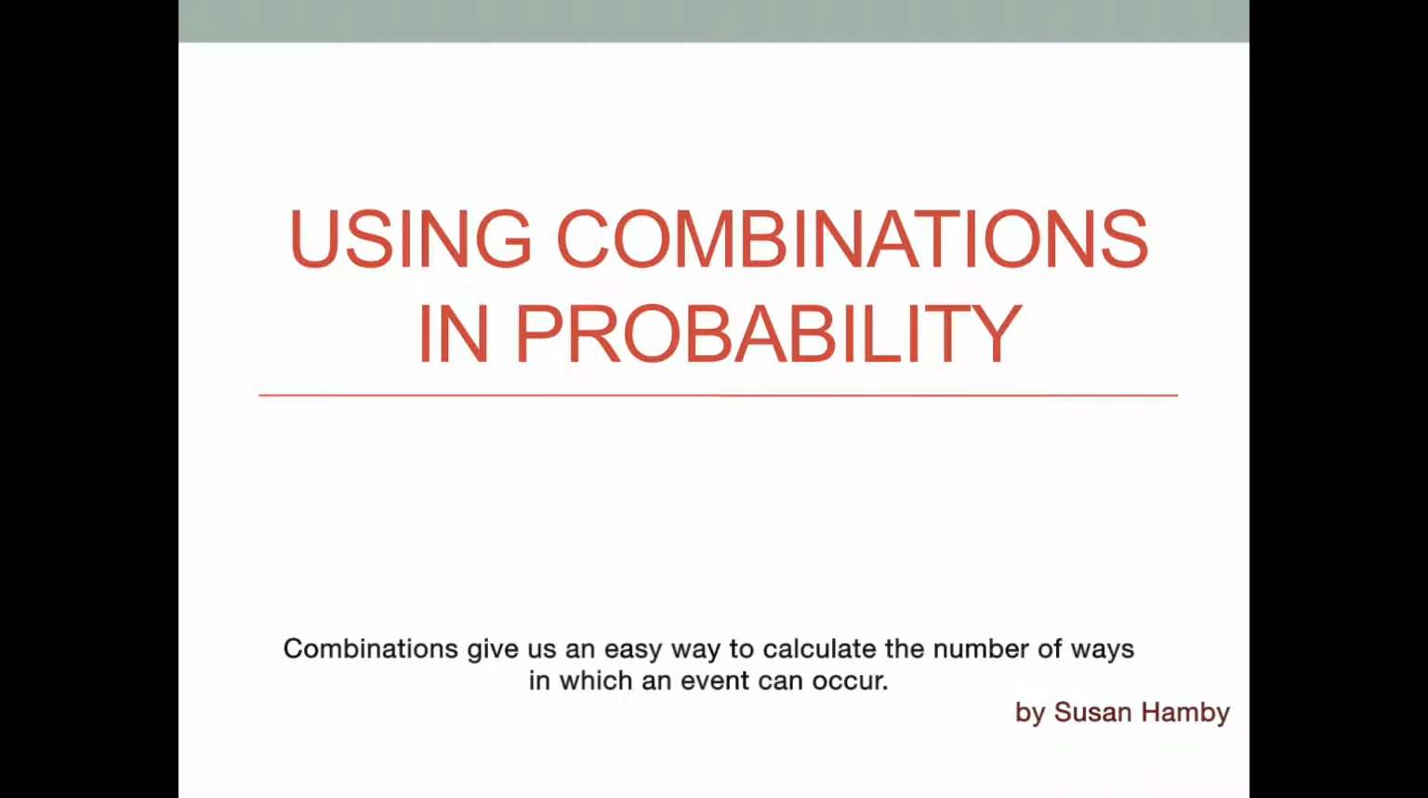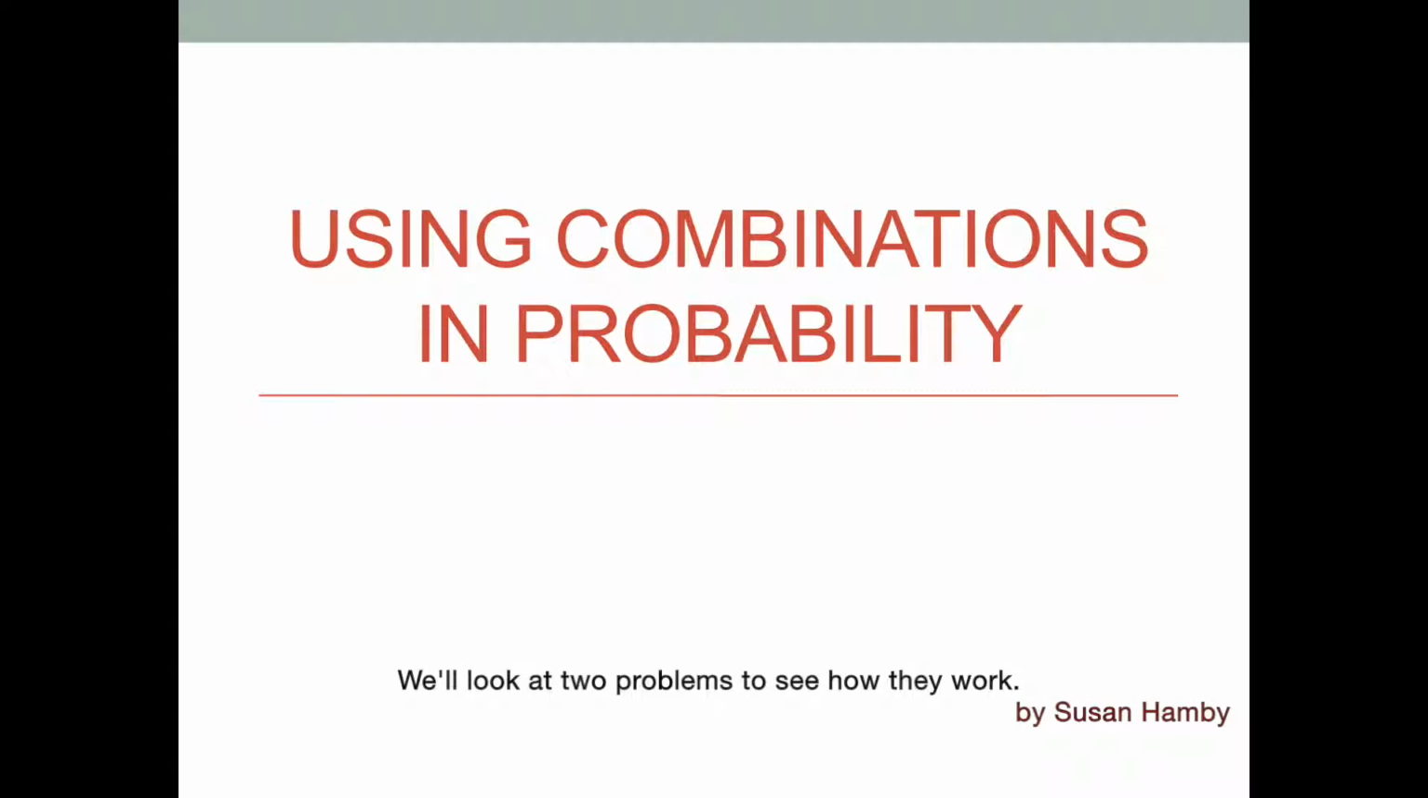Today's topic is using combinations in probability. Combinations give us an easy way to calculate the number of ways in which an event can occur. We'll look at two problems to see how they work.